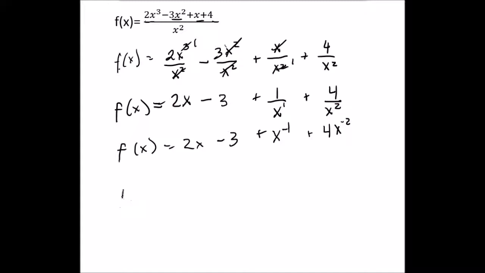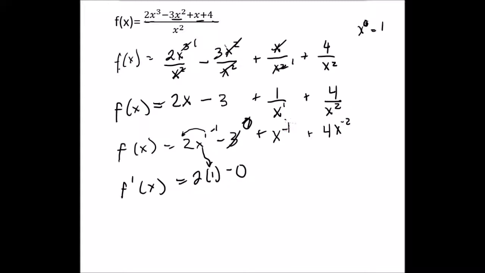So let's do that. The derivative of 2x, there's a power of 1 here. We're going to bring the 1 in front. 1 times 2 is 2. And then we're going to subtract 1. 1 minus 1 is x to the 0 power. And x to the 0 power equals 1. So this is x to the 0 power, which equals 1. The derivative of a constant is 0.